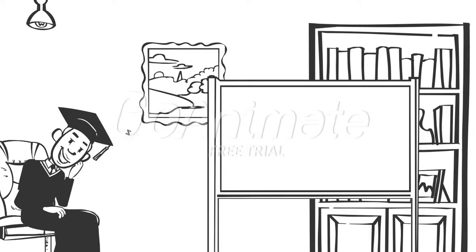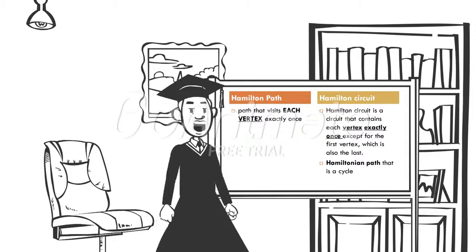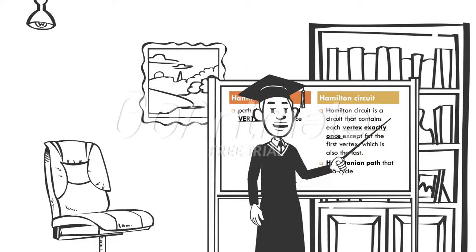Now I will start the last topic, Hamilton path or circuit. The first one is Hamilton path. It's easy to understand because it is a path that visits each vertex exactly once. Simple and easy to understand. Now, moving on to the next one. Hamilton circuit. A Hamilton circuit is a circuit that contains each vertex exactly once, except the first one is the same as the last one. It's rotating, cycling.